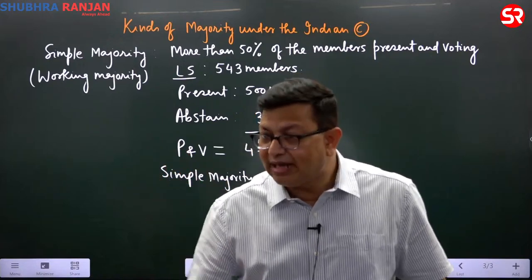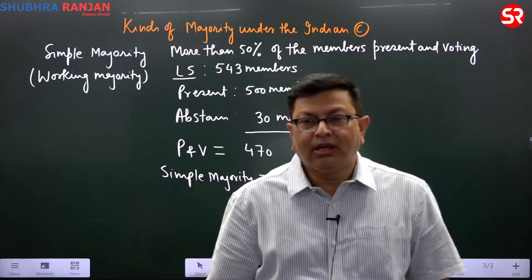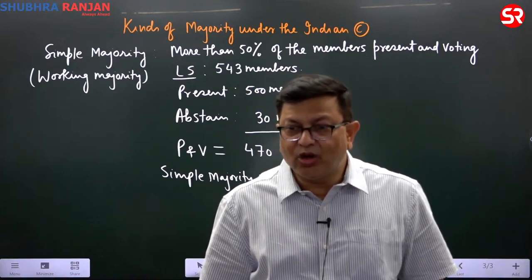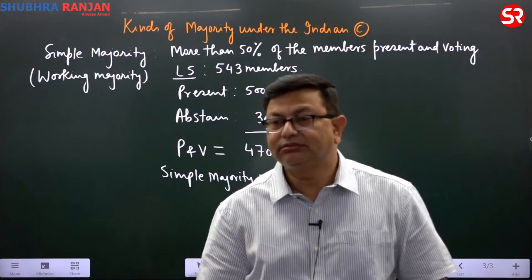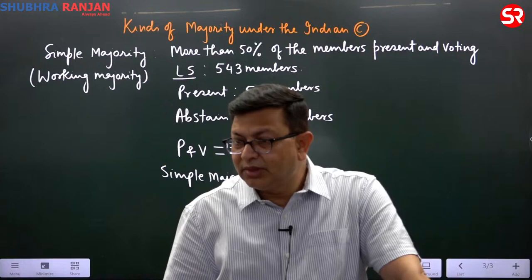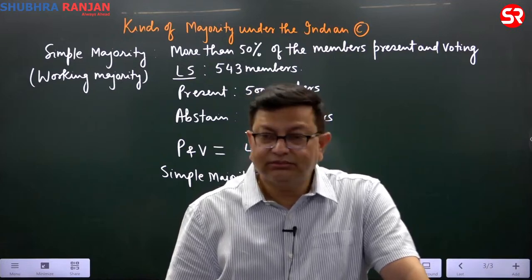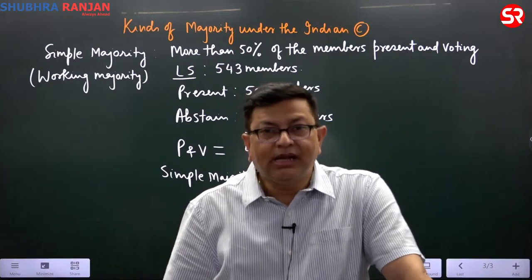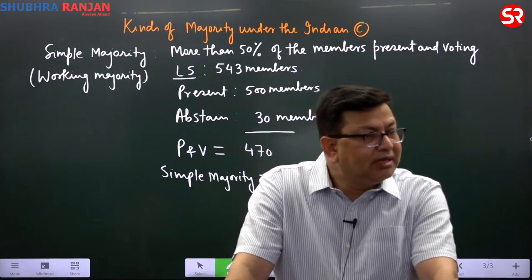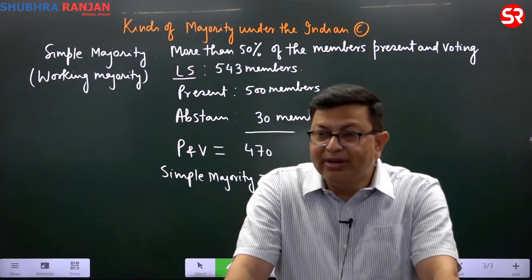Now, here you can write as note: wherever the Constitution is silent on the type of majority required, it is assumed that simple majority is required.